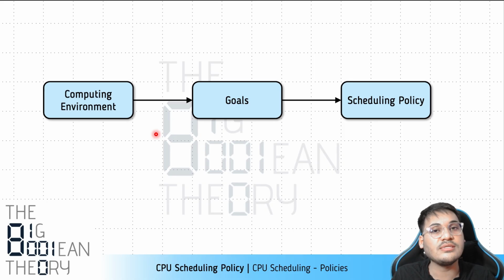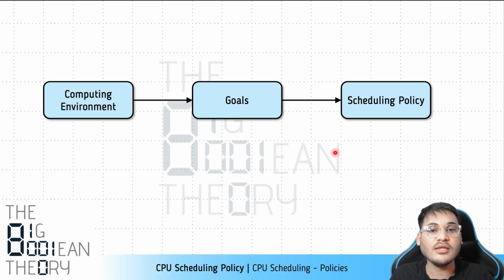But as you can see, all of them are kind of different. So depending on the computing environment, the goals are different. We'll study the different types of environments and the goals that are important in each of them. Depending on the goal, the scheduling policy will be designed. The scheduling policy is the one which tries to optimize the goals of the current computing environment, right?